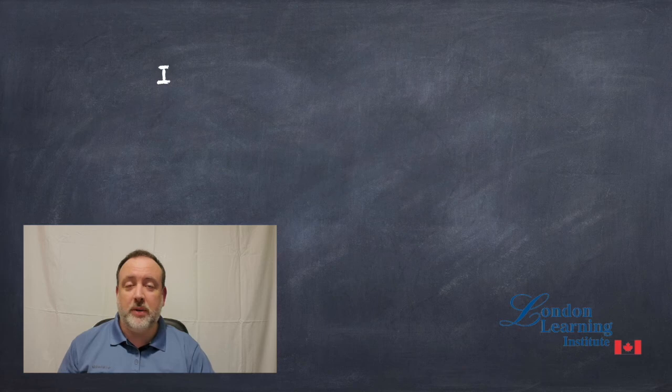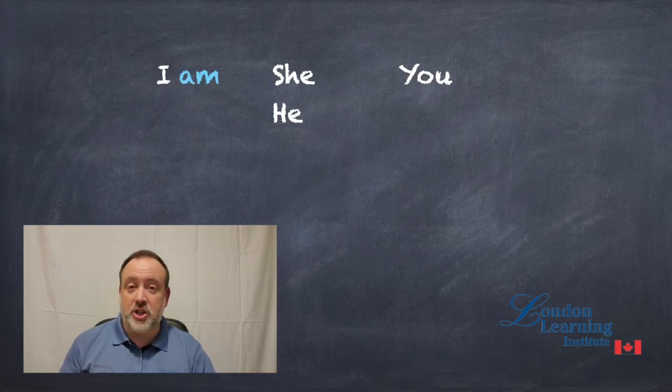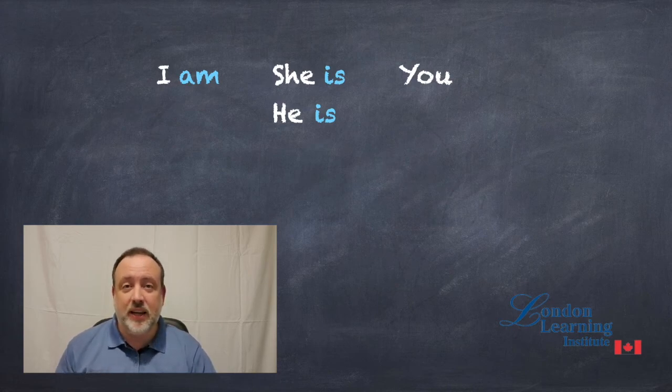When we look at the subject, I, she, he, and you, we need to change the verb to be to fit with that subject. So for I, we say I am. With she and he, we say is. She is. He is. And with you, we change the verb to be to are. You are.